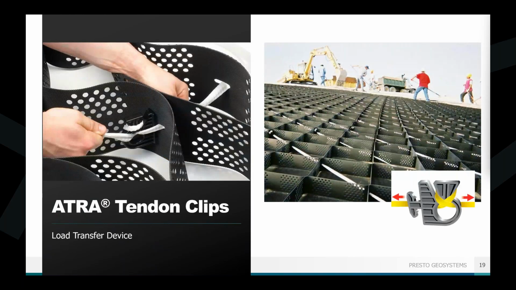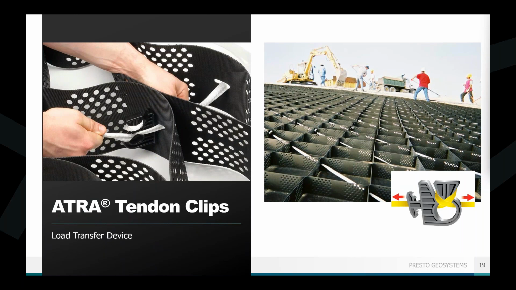The other option, especially if you are in a steep slope environment, say like a 1-to-1 slope, we have tendons. And so tendons are basically polyester strands that are run through the GEOWEB panel and then anchored at the crest to say a dead man anchor or earth anchors, rock anchors, something like that. And we have our Atra tendon clip, which is our load transfer device. So it's a special device that helps transfer the load from the GEOWEB panels to the tendons to that crest anchorage. So both of those are valid anchorage options. You would do one or the other. You don't necessarily have to use both at the same time. It can be a little bit of overkill.